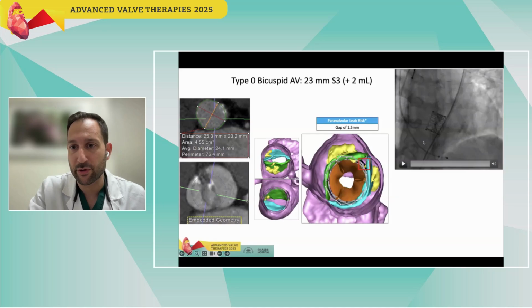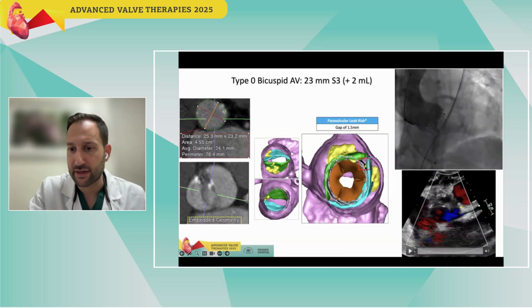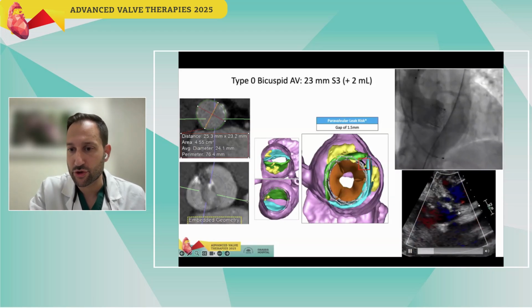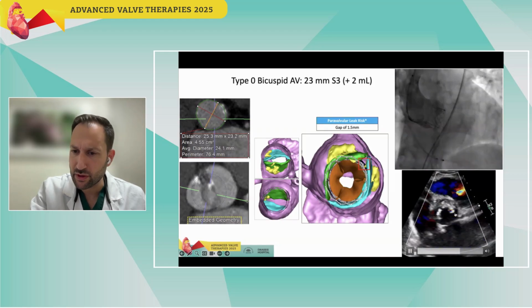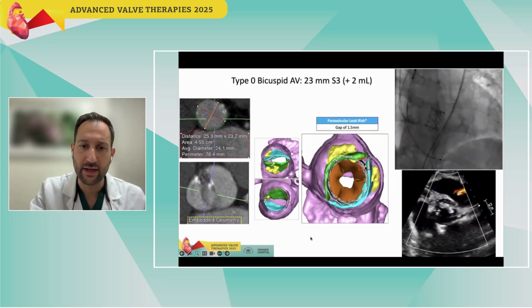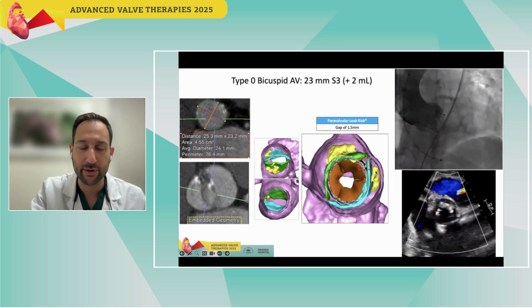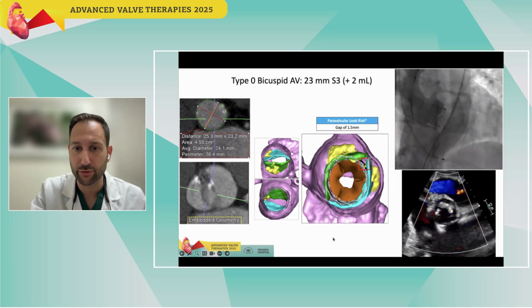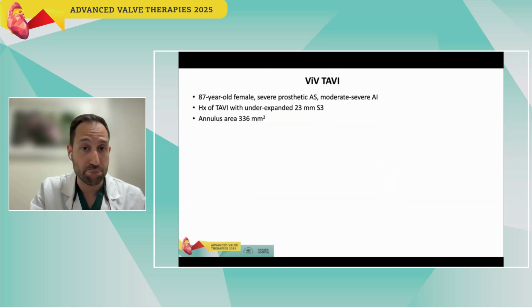So you see a very horizontal aorta as well. So we ended up with a trace to mild paravalvular leak. And this is the echo, also showing at 1 o'clock this very, very small paravalvular leak that was actually very predictable after using the software in this position.